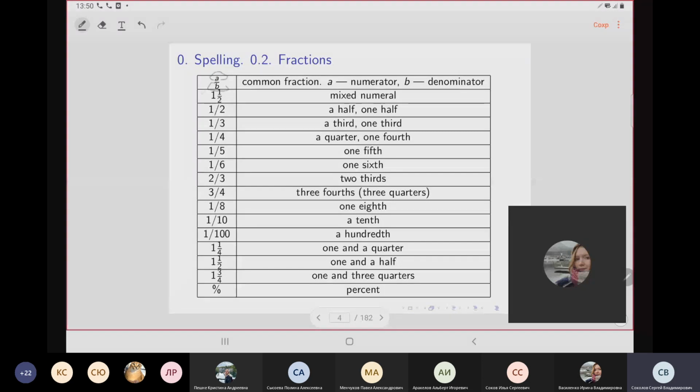Next one, mixed numbers, that consist of an integer number and a common fraction. And some common fractions have names themselves, like a half, a third, a quarter, and so on. 1 1/4, 1 1/2, 1 3/4. So I think it's quite simple.